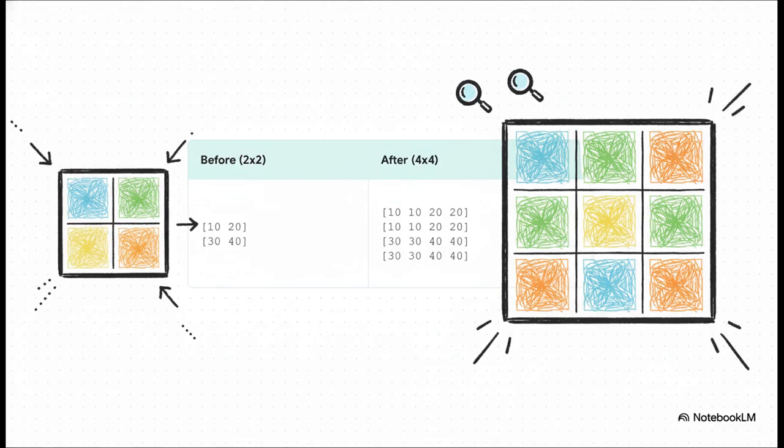On the left, we've got a tiny 2x2 image with just 4 pixel values: 10, 20, 30, and 40. On the right, we've blown it up to a 4x4. And look what happened. The original pixel values just got duplicated to fill in the new grid. The top left corner was a 10, so now that whole quadrant is filled with 10s.